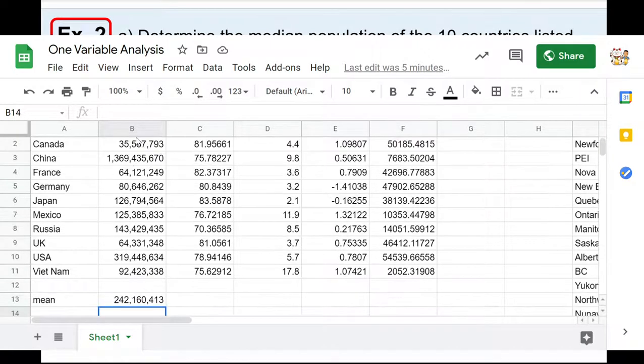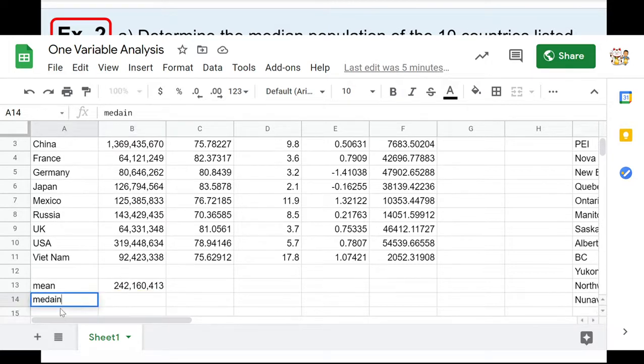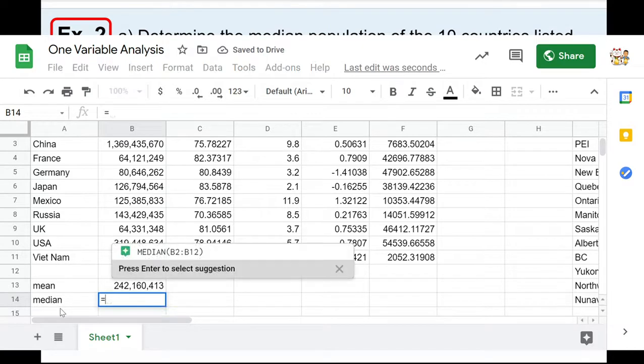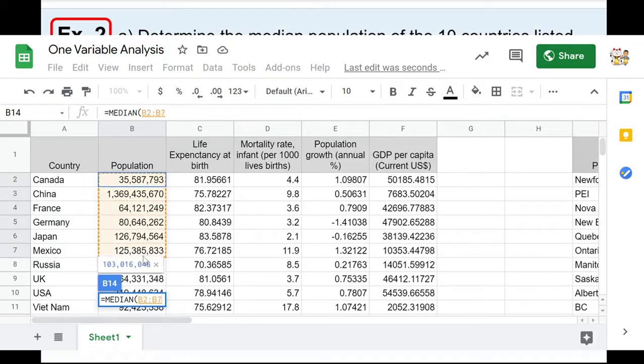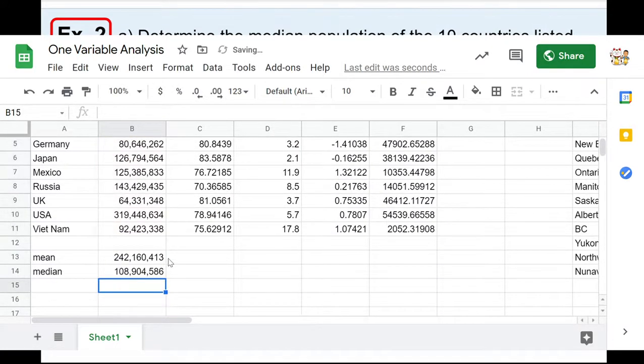So I have again my population, or I have all my data values entered. I'm just going to label my median, and again on our note we had the formula equals and then median, and because I've already entered a previous one, it does give me a suggestion based on what I've already done. I'm just going to go through and do the full thing. Click on median, highlight the data values that I want. So from Canada down to Vietnam, and hit enter.